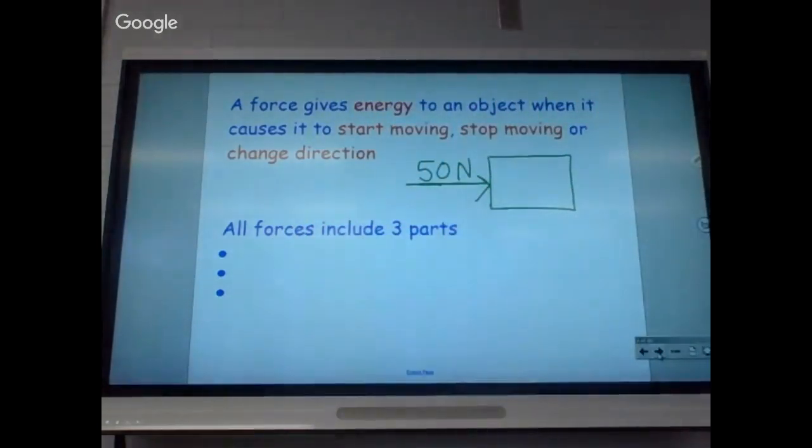Now, that 50N with the arrow is my force. So what am I trying to illustrate with that 50N in the arrow? What parts am I showing?